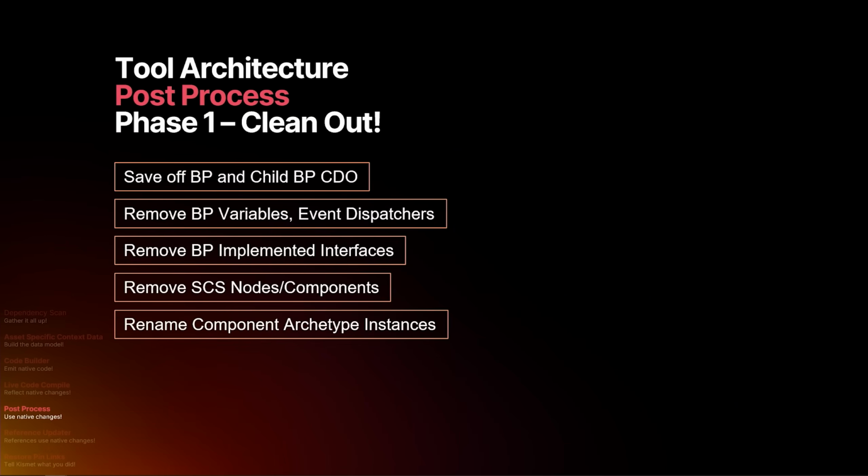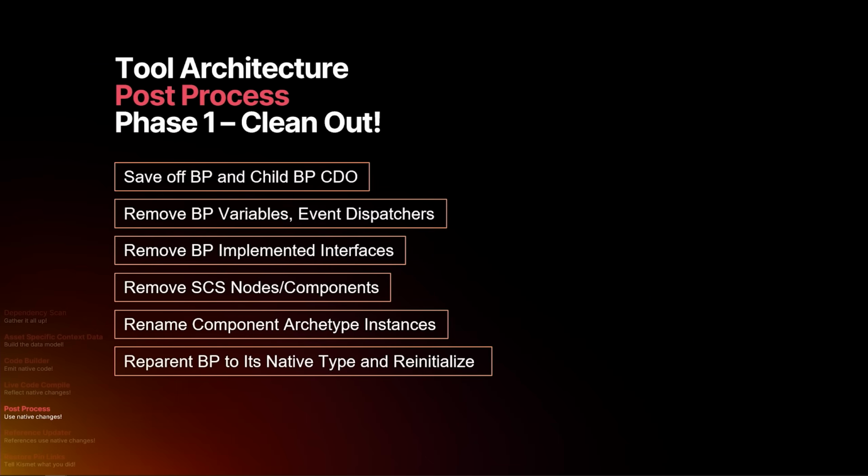Also, a weird one: rename the component archetype instances. It's not obvious why you would do this, but basically we rename them. They need to be around for Kismet to actually do some updating for you, but they need to be renamed so they don't conflict during the reparent process to the native version. It's just something we found out that wasn't obvious. You're aware of it now too. And then finally, reparent the BP to its native type and reinitialize it.